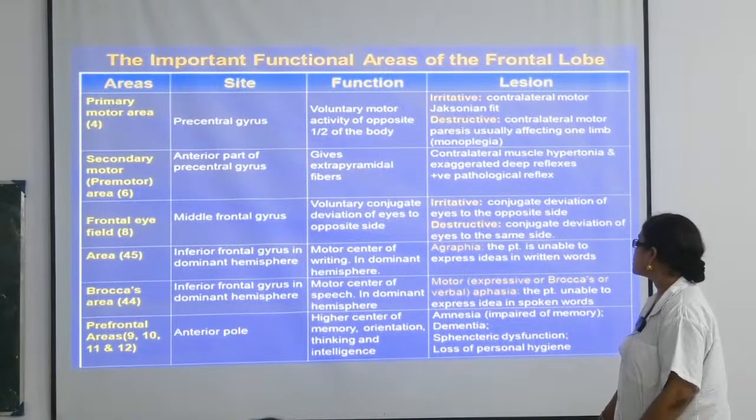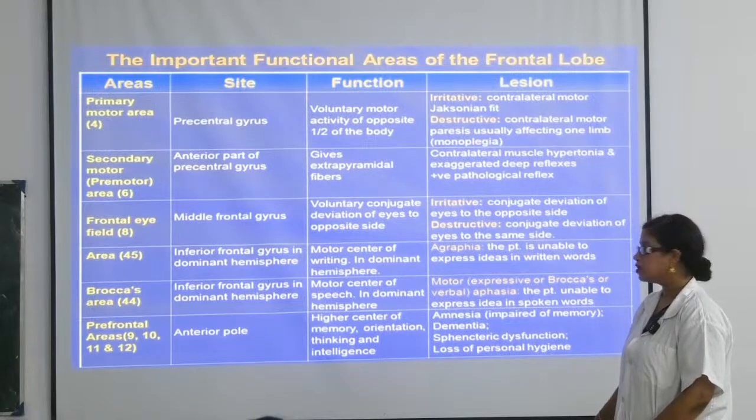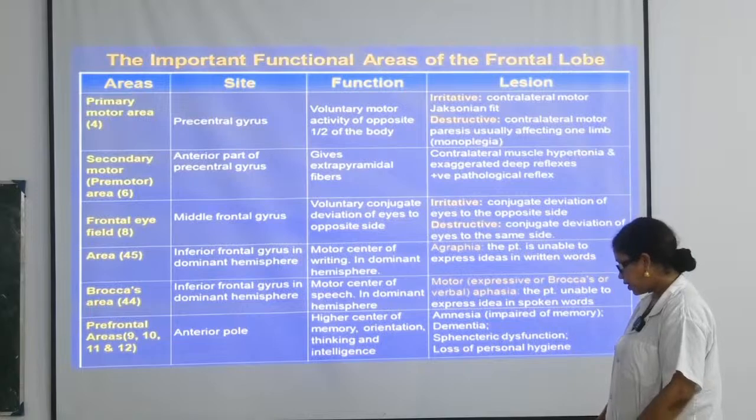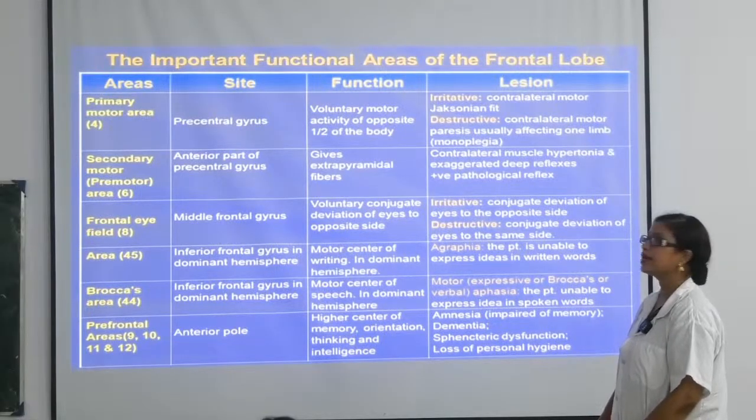Then the next one is sphincteric dysfunction. Okay, any kind of incontinence. Okay, this can also happen, loss of personal hygiene. So this is also okay. So these are the higher centers for memory, orientation, thinking and intelligence.